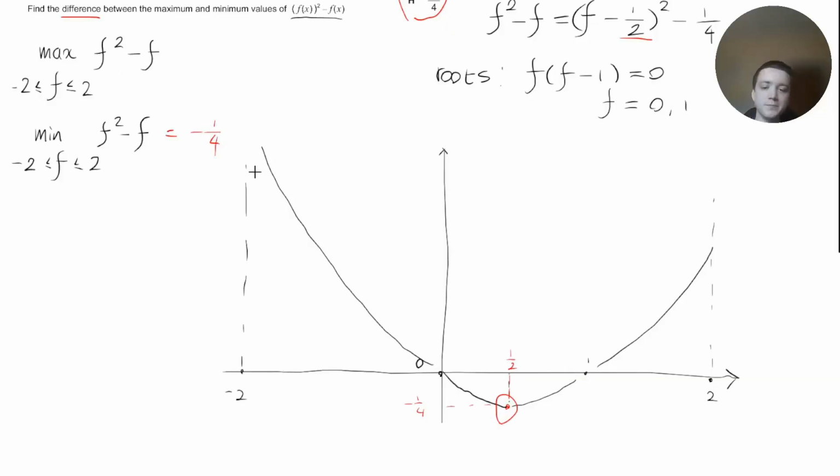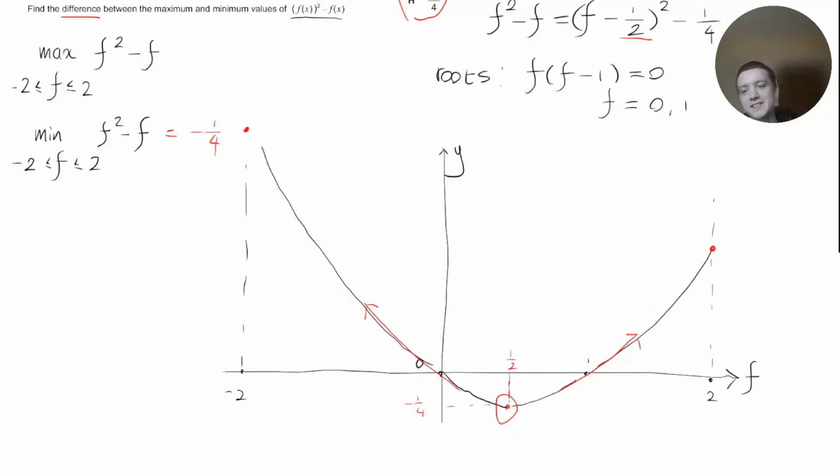When it comes to the maximum, we can see that our quadratic increases as we move in either direction away from the turning point. And that means that the largest increases within this range are going to be at the boundaries. So our maximum is going to have an x-coordinate, or I guess in this case, an f-coordinate of either -2 or 2. When it comes to which one of those it is, you can see visually that it's going to be -2.